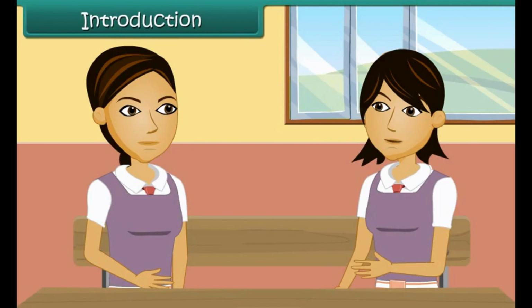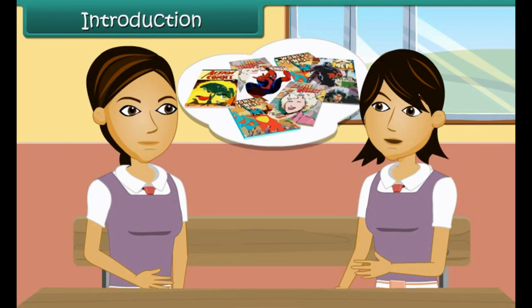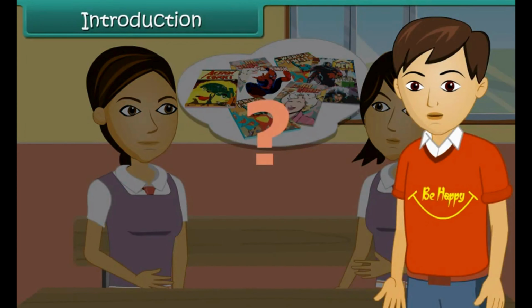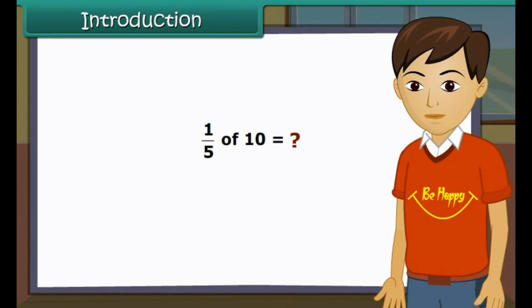Simran, I have lost some of my comics. I remember that I have given 2 of my comics to you. 2? No, Reena. I have only 1/5 of the 10 comics you had. Who is speaking the truth, Reena or Simran? What is 1/5 of 10? Is 1/5 of 10 greater than 2, lesser than 2, or equal to 2? Come, let us seek the answers of such questions in the lesson Fractions.